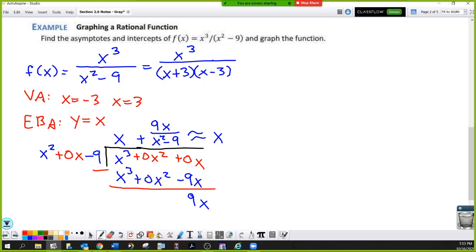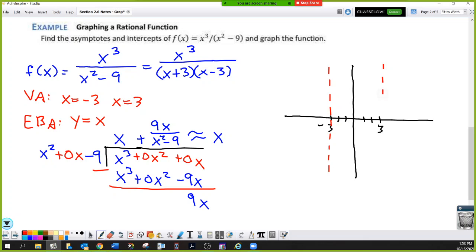Let's get ourselves a sketch. Let's see. We have a problem at positive 3 and negative 3. And it's not that it's a problem, but the line y equals x models our end behavior, what it looks like to the far left and the far right.